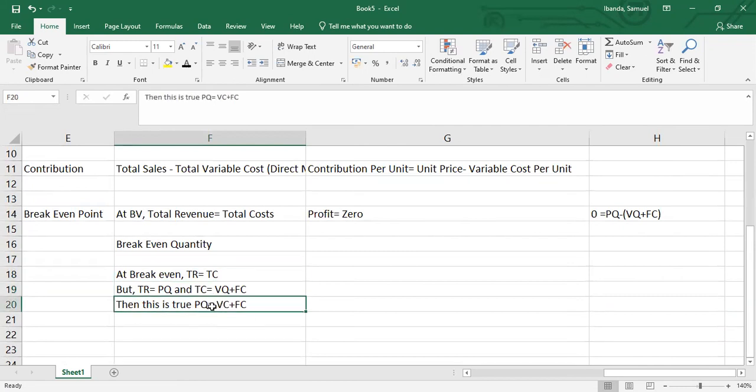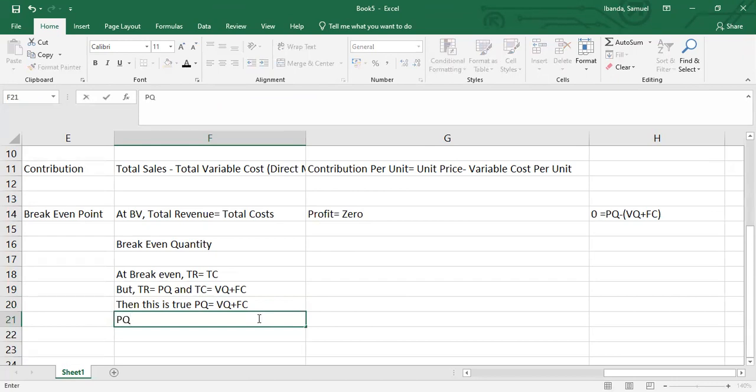So it means that my price times quantity is equal to the variable cost per unit, let me just change this, V times Q, the variable cost per unit times quantity, plus the fixed cost, which I'm representing by FC. Now, if that is the case, that P times Q is equal to V times Q plus our fixed cost, it would mean that we can actually make Q the subject in this equation.